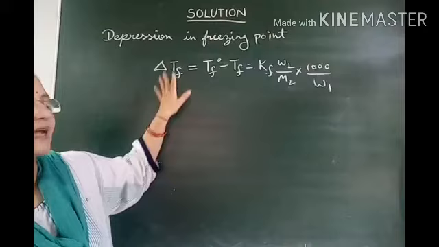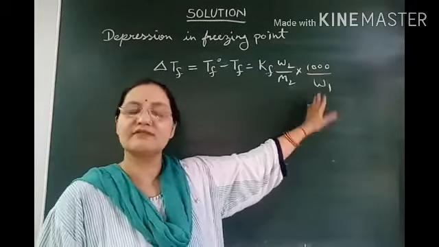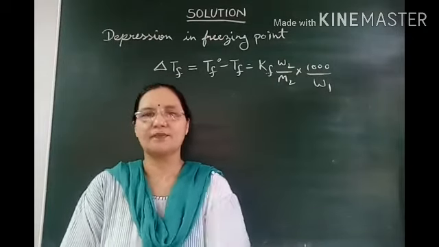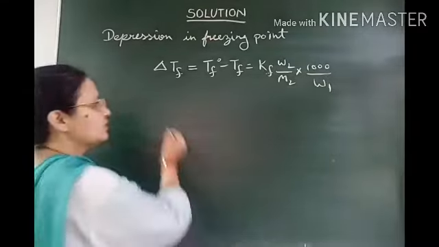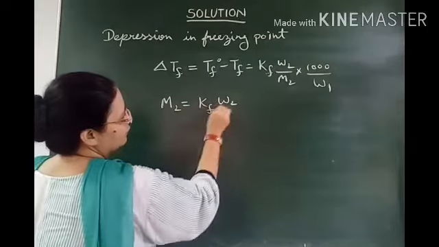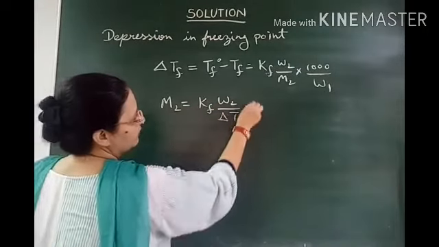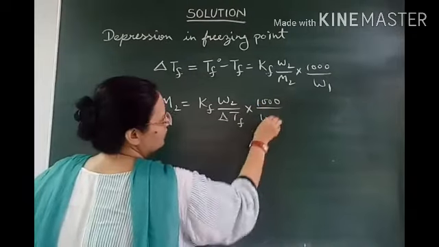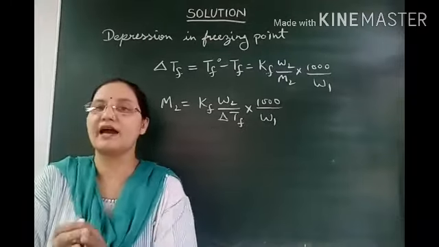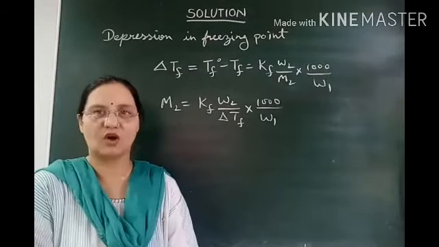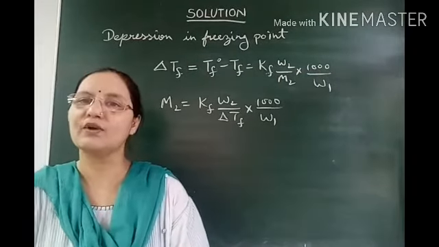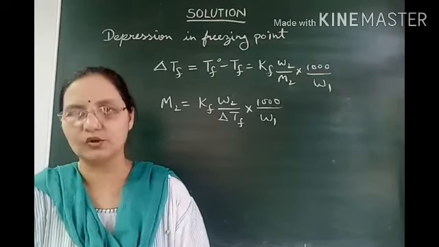We can say that depression in freezing point can be calculated if the molar mass of solute is given, or we can also calculate the molar mass of the solute if depression in freezing point is given. So M2 is equal to Kf W2 upon delta Tf into 1000 upon W1. If we are adding any non-volatile solute to the solvent and depression in freezing point is observed, we can calculate the molar mass of the added solute.